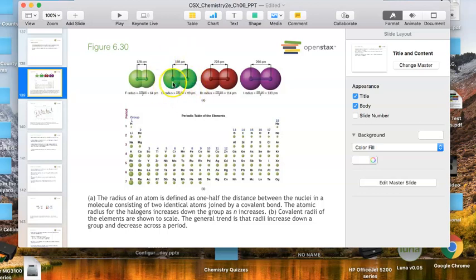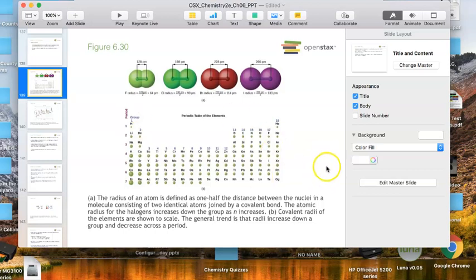Same process for chlorine here. The distance between two adjoining nuclei is 198 picometers. Divide that by 2, and that's 99 picometers. That's the radius of a chlorine atom. Same process for bromine and iodine. So that's how you would calculate the radius of an atom.